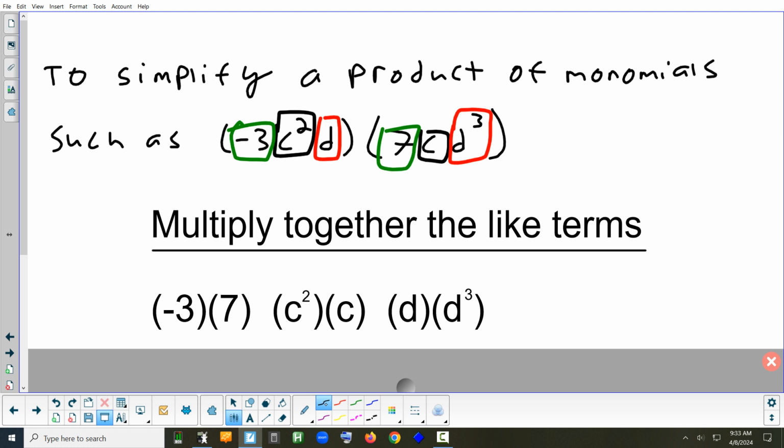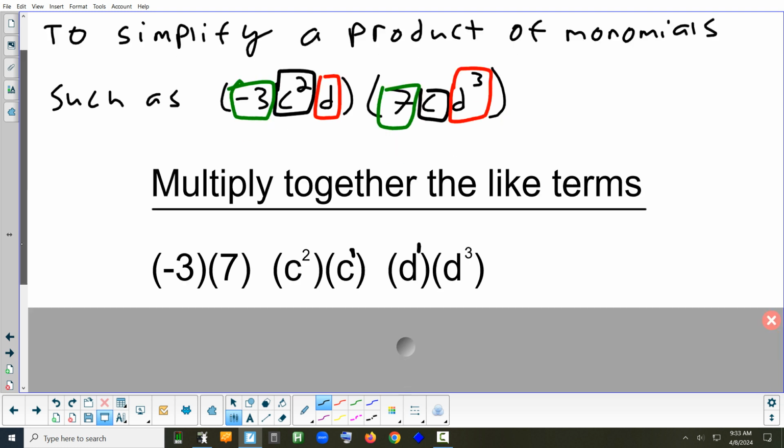Now, there's no exponent on this c. It's c squared and a c. What number is always an exponent if you don't see it? 1. Yep. So this has a 1 on it. And that also has a 1.